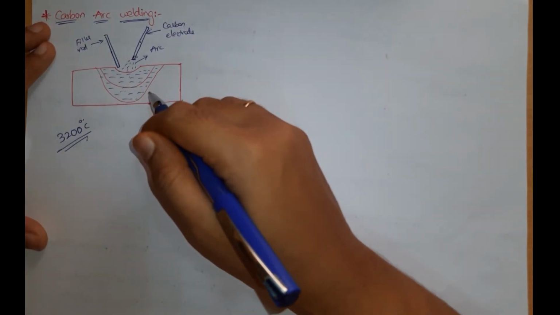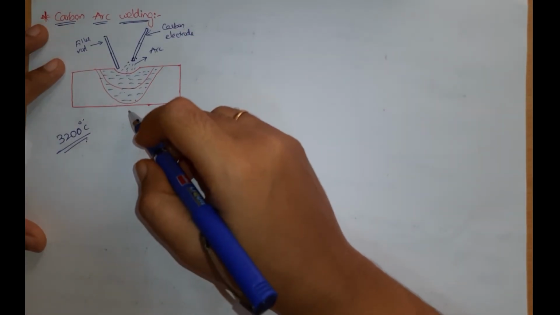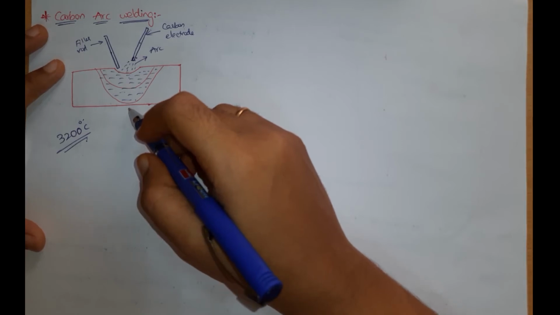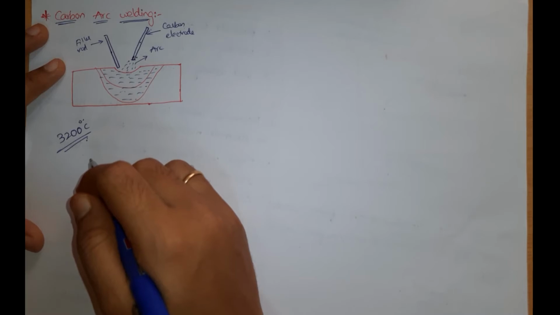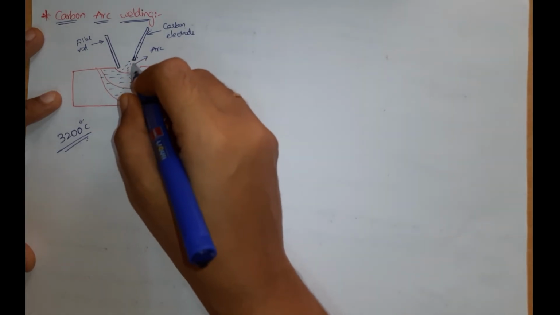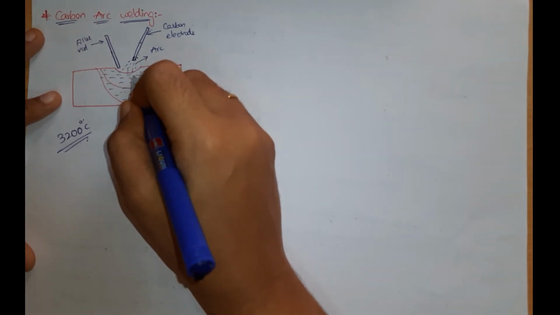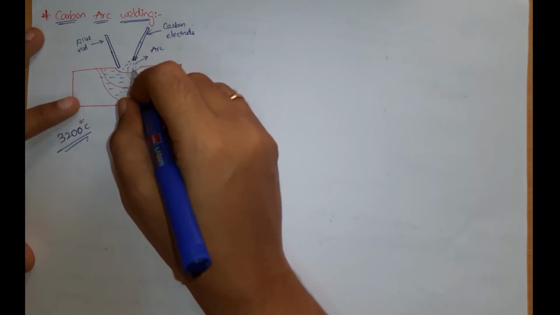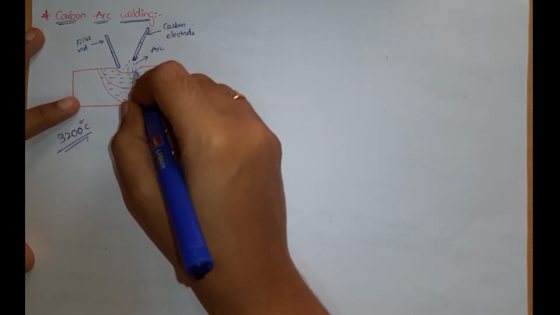For this type of welding DC is preferred, as we need positive polarity and negative polarity, right? By using AC, proper polarity cannot be maintained, therefore DC is preferred. The arc is struck between the positive and the negative electrode by momentarily touching this graphite electrode with the workpiece to be melted, right?